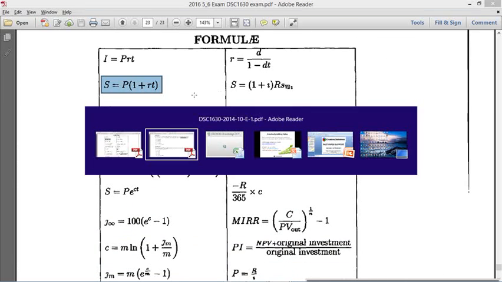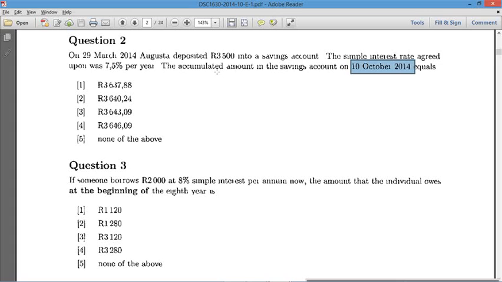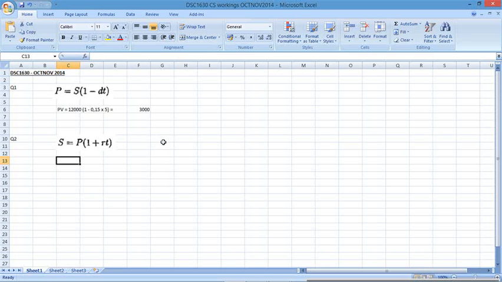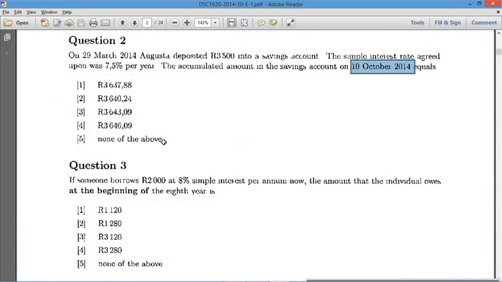So obviously we're using that equation. I've got the information in the question. They deposited 3,500 into a savings account and there's the interest rate. So now it's just a matter of substituting. So I'm looking for this. So this was deposited into the savings account.